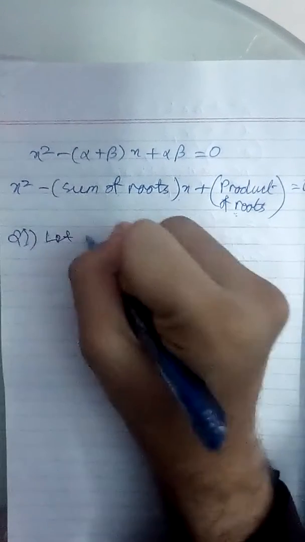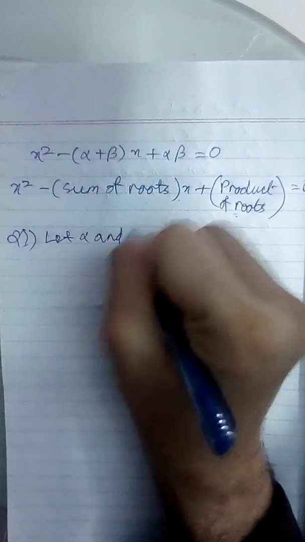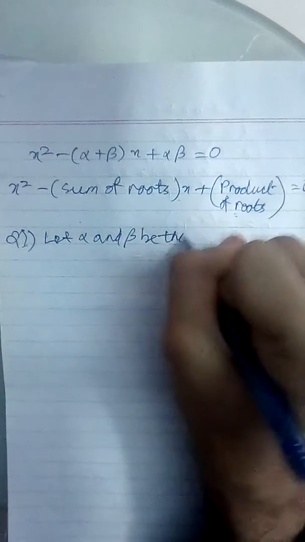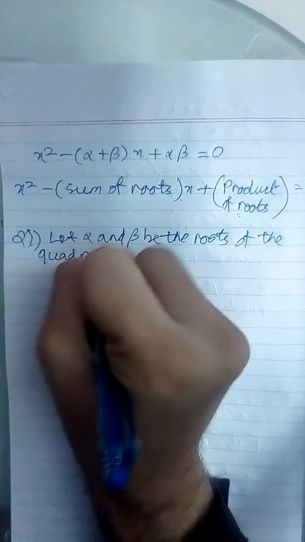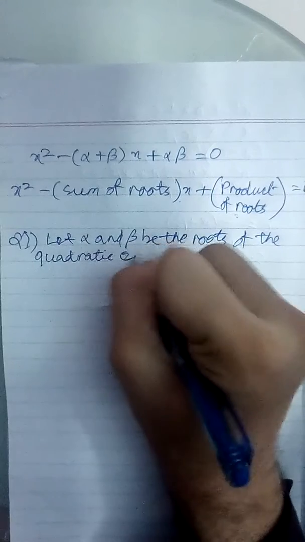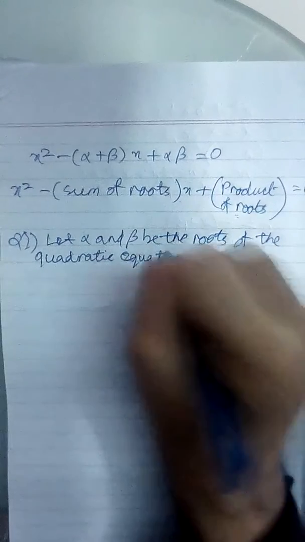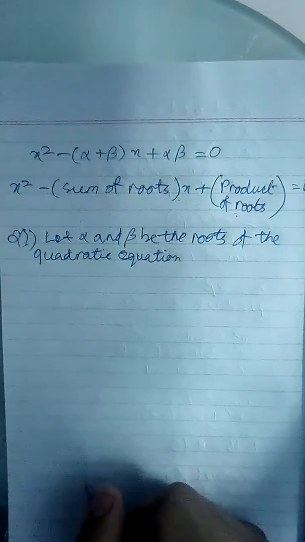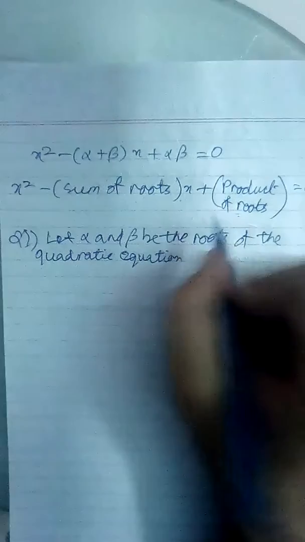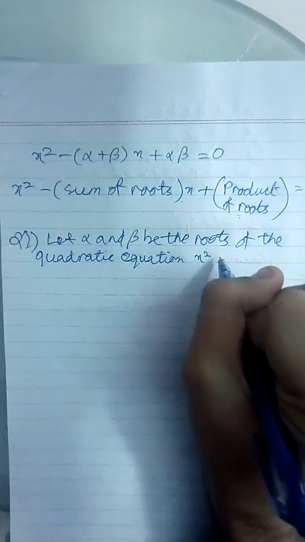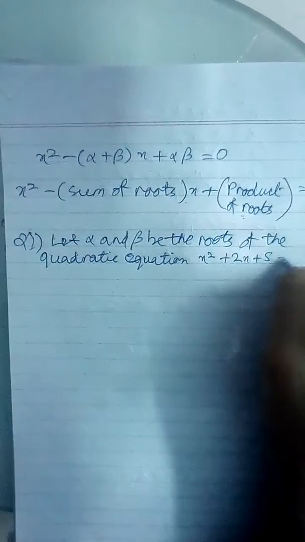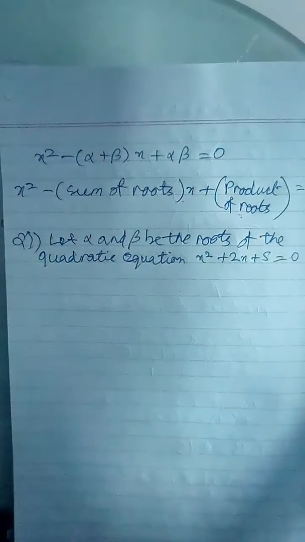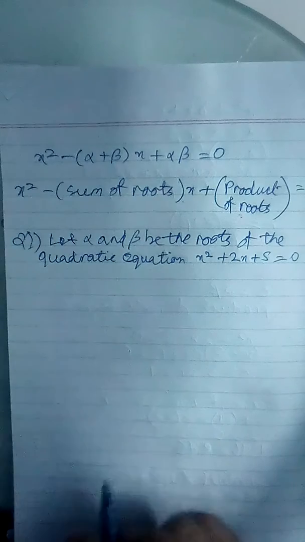Let alpha and beta be the roots of the quadratic equation x square plus 2x plus 5 equals 0.